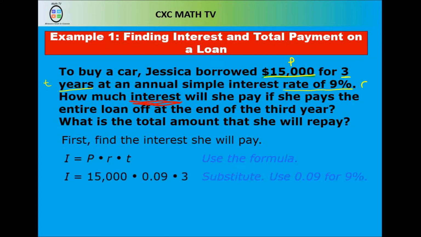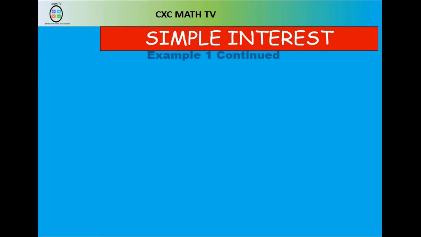Now substitute. P is 15,000. The interest rate is 9%, but we're going to work with 9% as a decimal. You have to work with either the decimal or the fraction. I am using the decimal. After which you can plug it into your calculator. 15,000 times 0.09 times 3 and you get 4,050. So what we're saying is that Jessica will pay $4,050 in interest.